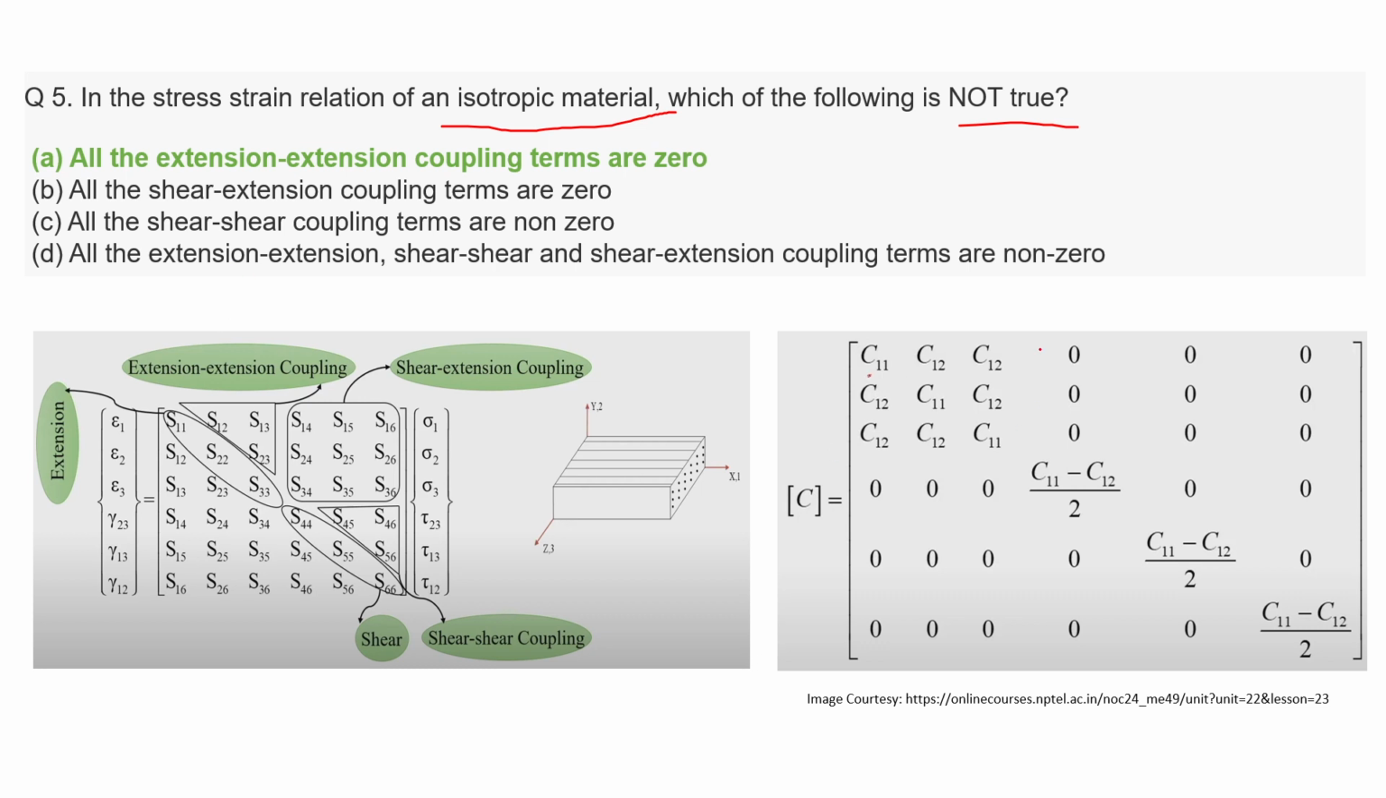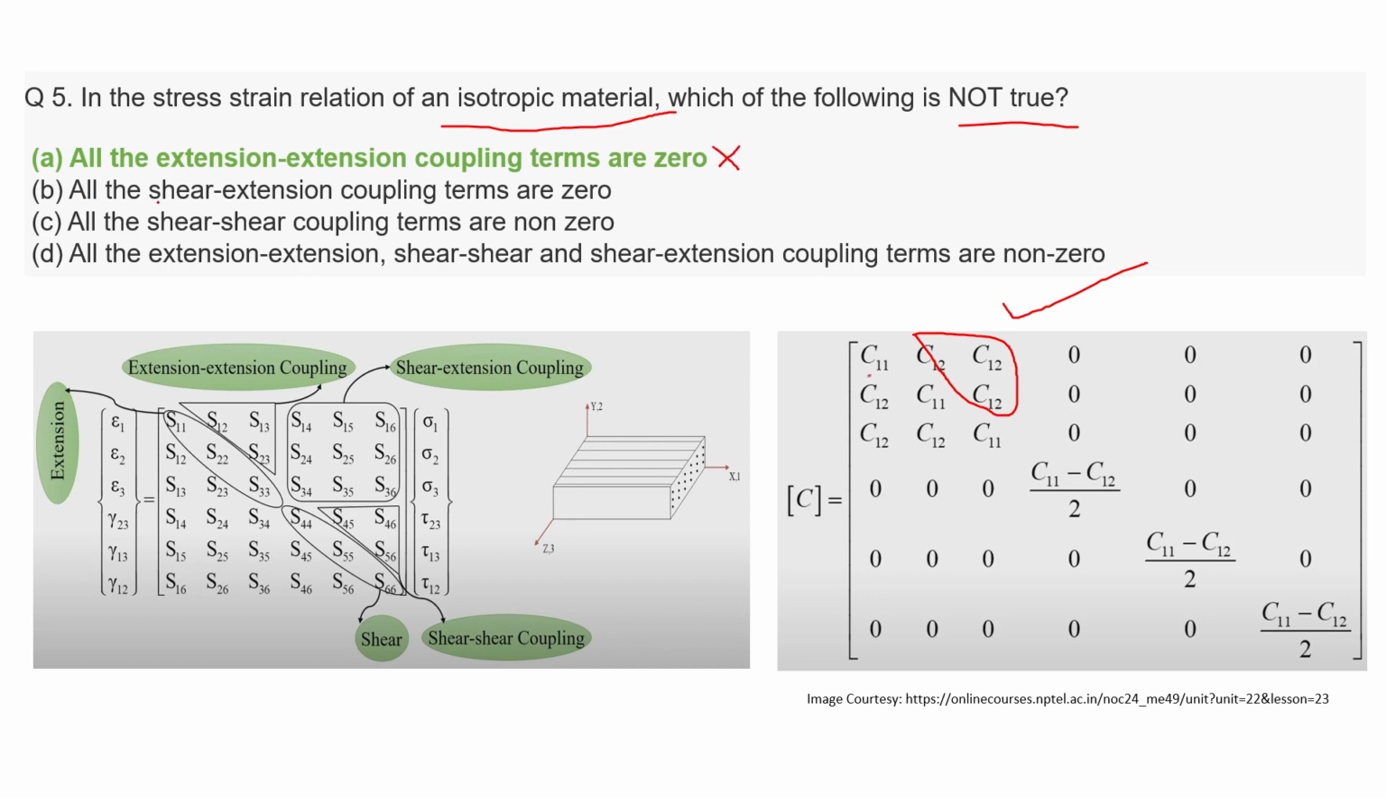So this is a stiffness matrix of an isotropic material. So we will relate this with this table. The first option says that all the extension coupling terms are 0. So these are the extension coupling terms. You can see these terms are non-zero. So this is not correct.